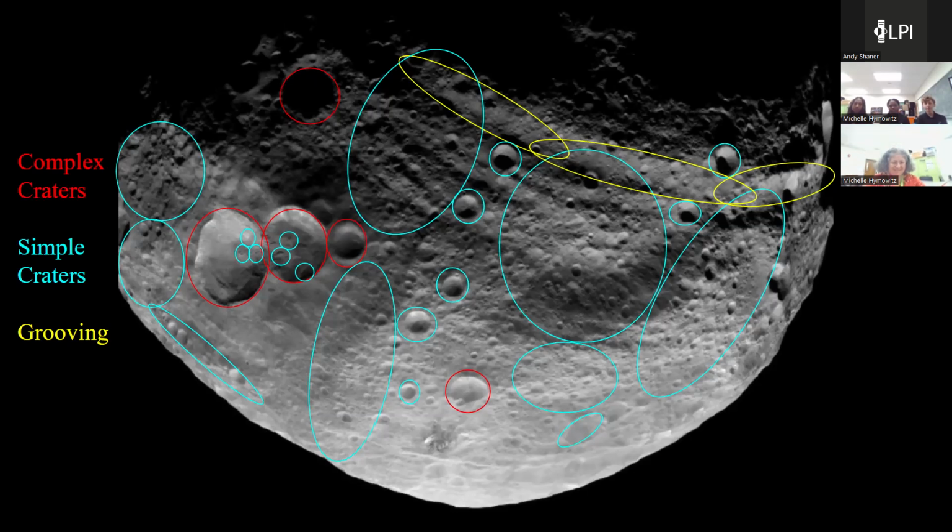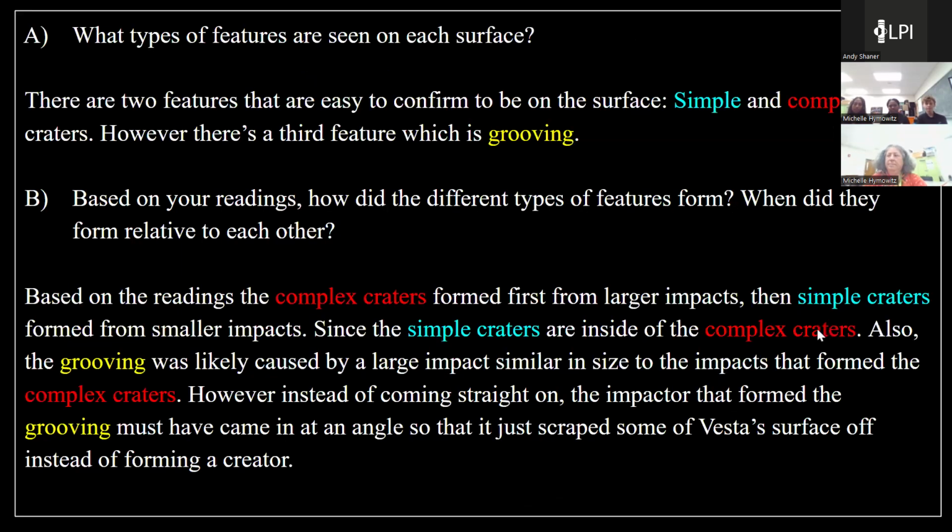So could you go to the next slide? So again, three features: simple craters, complex craters, and grooving. The complex craters, like I said earlier, were most likely older relatively than the simple craters. And the grooving, I said, was likely caused by an impact similar to what would be causing all the cratering, because it seemed to be just as wide in diameter as all the other craters.